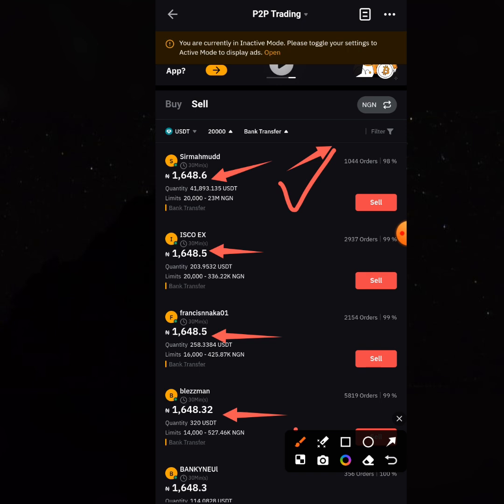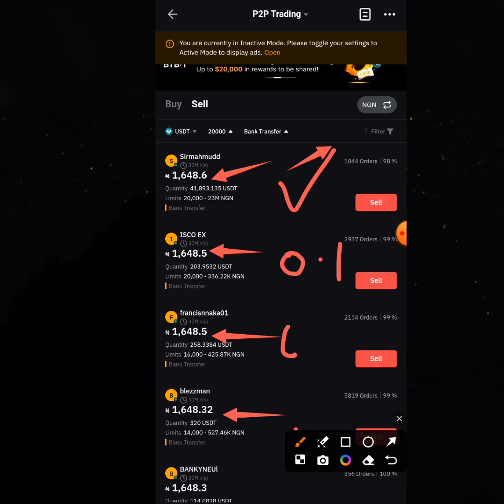This guy is passing this guy with just 0.1. You can see this one is the same thing, because it is the same rate. This one is passing this other one with about, let's say, 0.